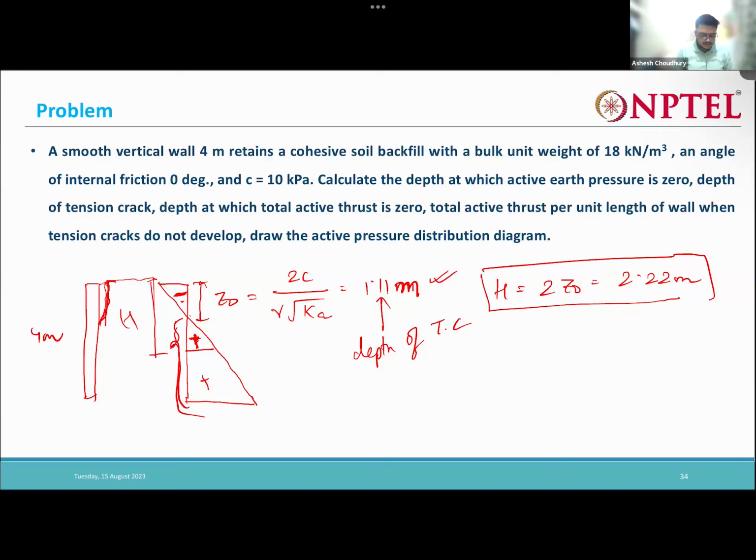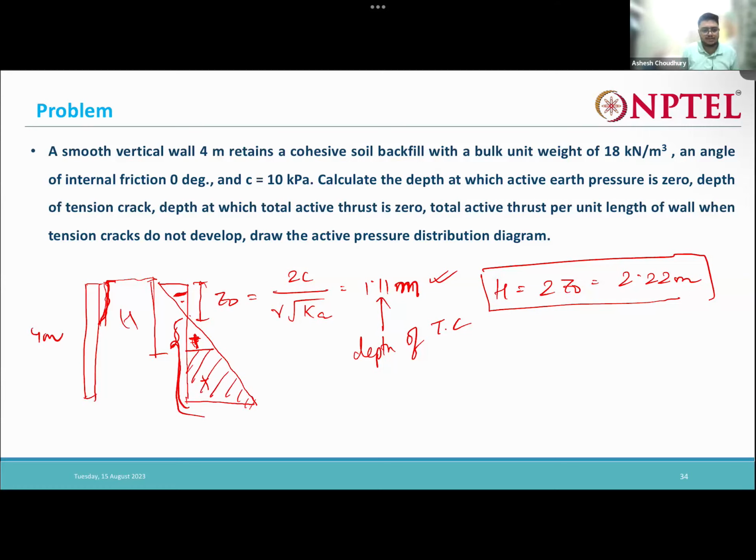But now the question is when the tension cracks do not develop. Tension cracks do not develop means there is contact between the soil and the retaining wall. So due to that, what will happen? This negative and this positive portion is going to get cancelled out. This negative and positive earth pressure acting on the retaining wall is going to cancel out. So whatever earth pressure is getting contributed is nothing but this area. If we just find the area of this trapezium, we will get the active pressure.